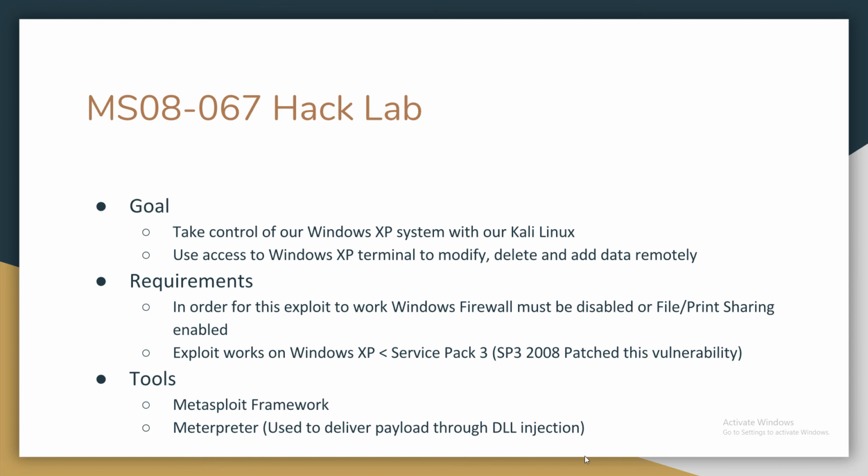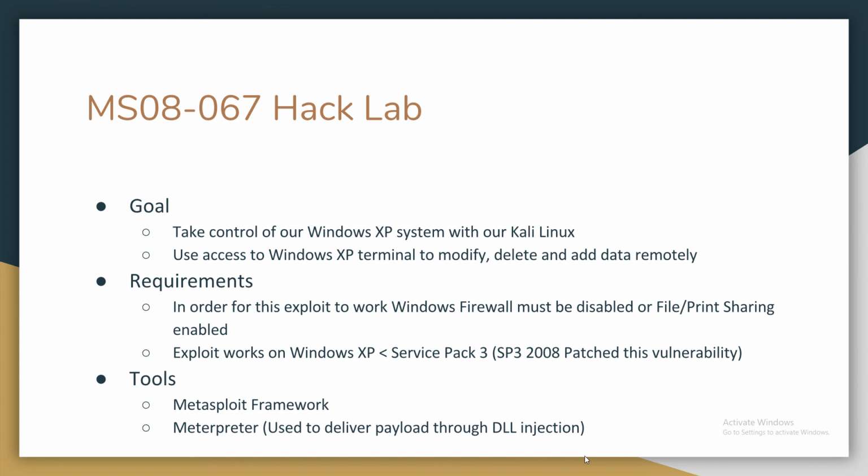So in our hack lab, our goal is to take control of the Windows XP system through our Kali Linux OS. And we want to access the Windows XP terminal so that we can pretty much run any sort of programs we want and modify anything on the system we want. In order to do this, we have to make sure some things are set up so that the vulnerability still works. Like I mentioned before, we have to use a Windows XP that's before the Service Pack 3 that was released in 2008 so that the vulnerability is not patched.